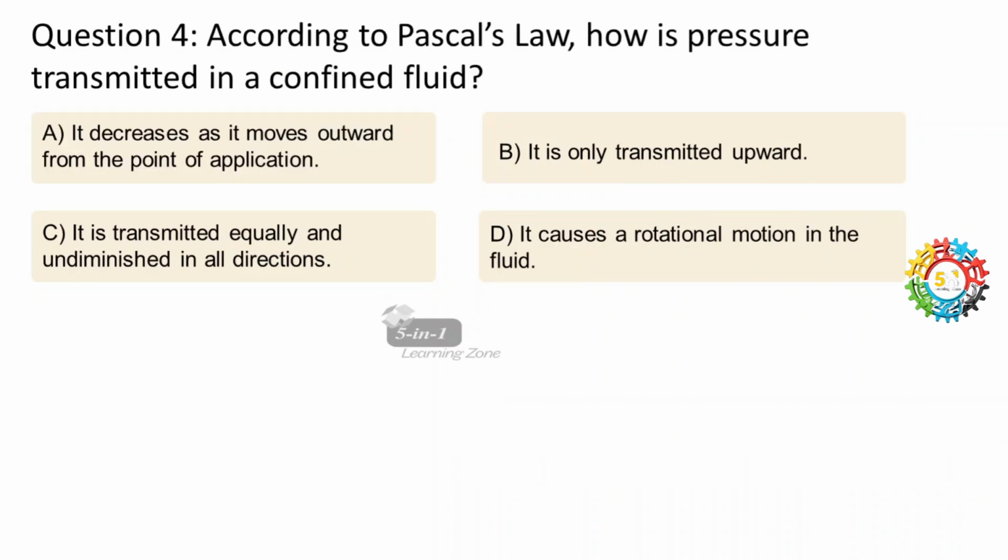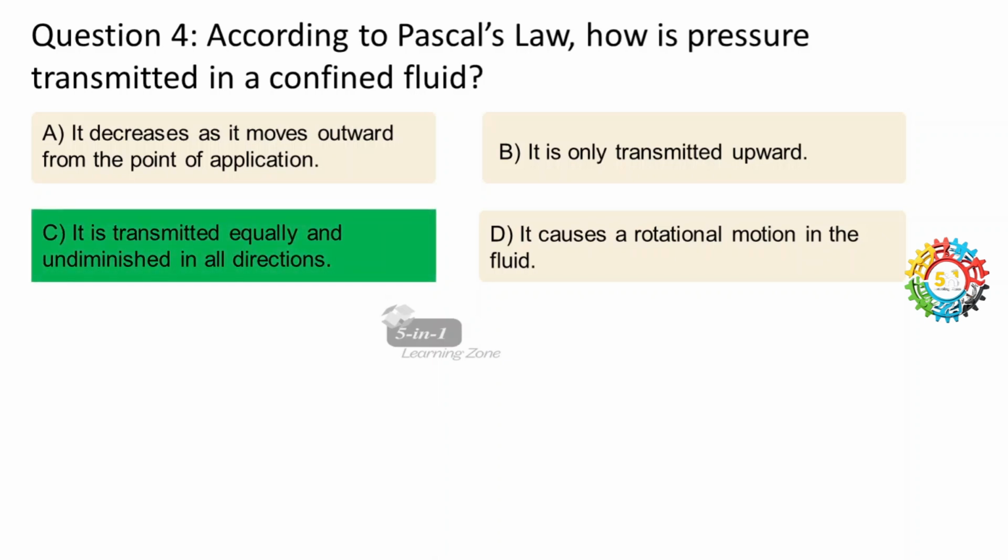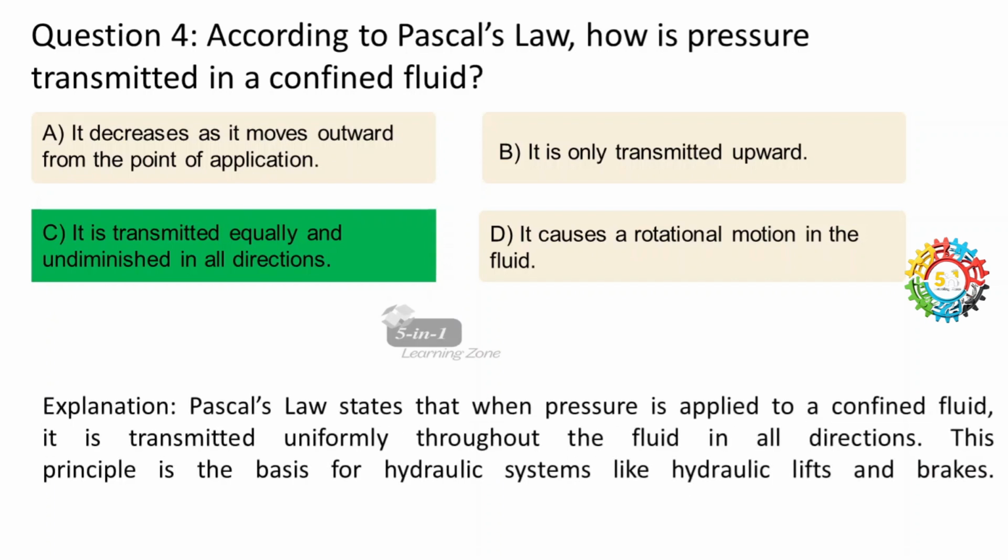4. According to Pascal's law, how is pressure transmitted in a confined fluid? Answer: C. It is transmitted equally and undiminished in all directions. Explanation: Pascal's law states that when pressure is applied to a confined fluid, it is transmitted uniformly throughout the fluid in all directions. This principle is the basis for hydraulic systems like hydraulic lifts and brakes.